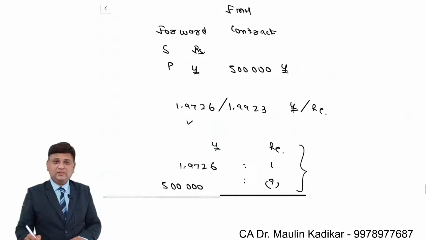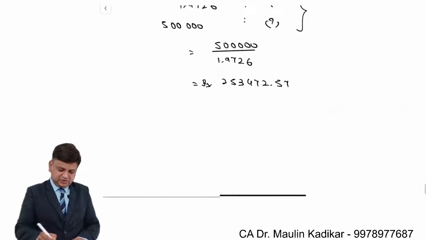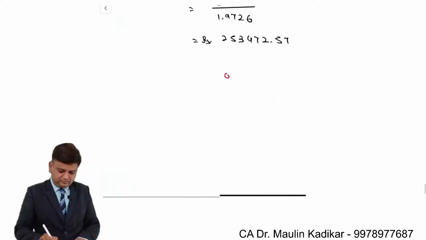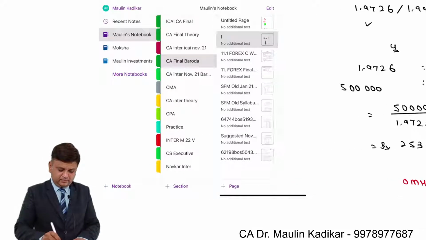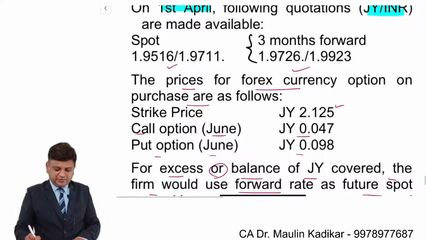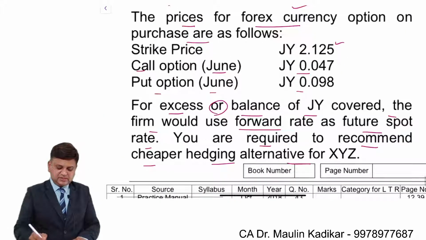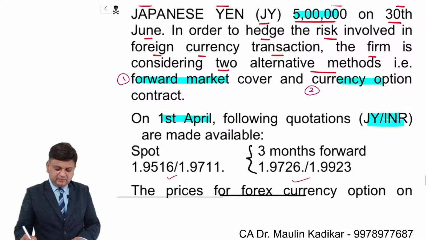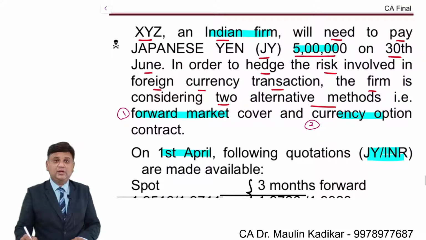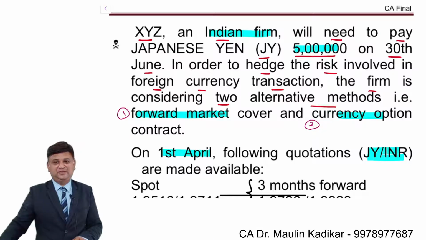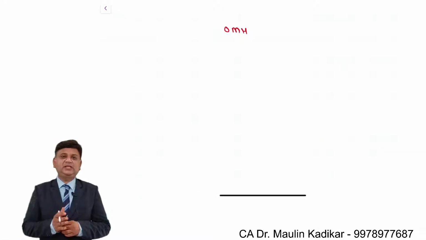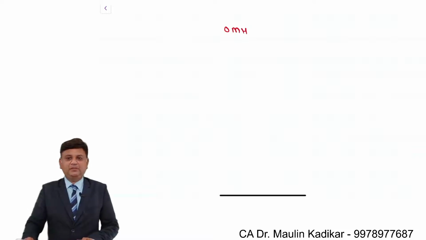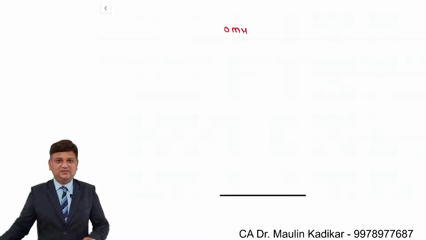Now similarly we are required to do the same for option market hedge. Now in case of the option contract, you can see that the strike price is given to us. However, we have not been provided with the information about the lot size. Let us have understanding that in case of option market hedge, how to do answer.